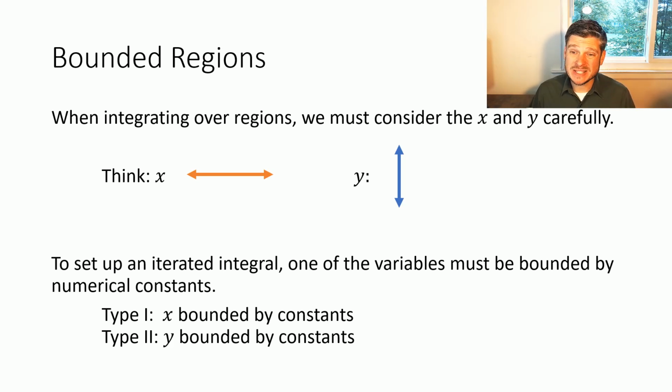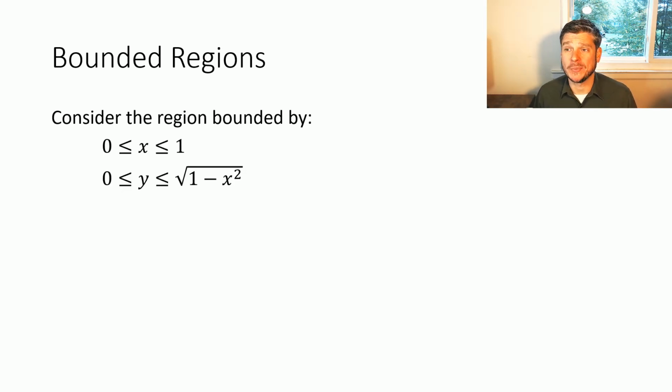Now, when we set up our iterated integrals, which is really the point of all this, one of our variables is always going to be bounded by numerical constants. If it is a type 1, then my x variable is bounded by constants, and if it's a type 2, that means my y variable is going to be bounded by constants. So let's take a look at an example.